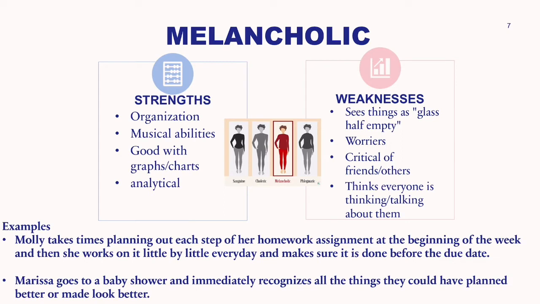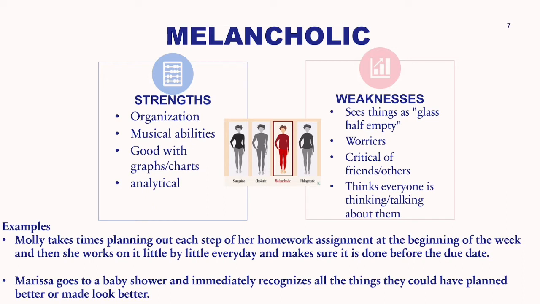So the next one is melancholics. So some strengths are they're very organized. So they probably have like a school calendar and have every day color coordinated, things like that. They are musically talented and they're super good with graphs and charts. Some weaknesses are they tend to be kind of negative. They see things as a glass half empty rather than glass half full. They have kind of just a negative outlook on things.